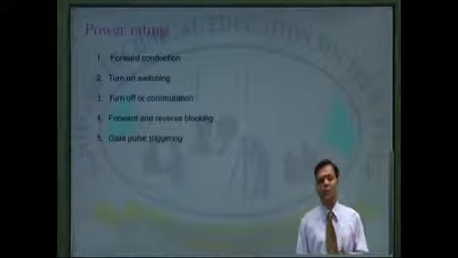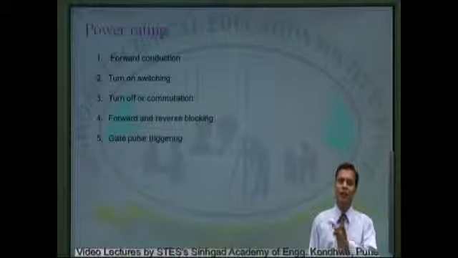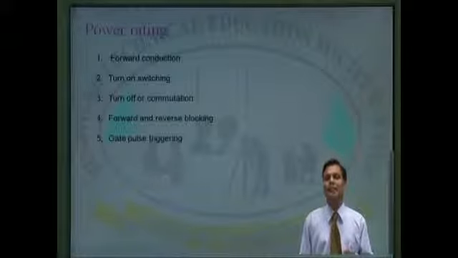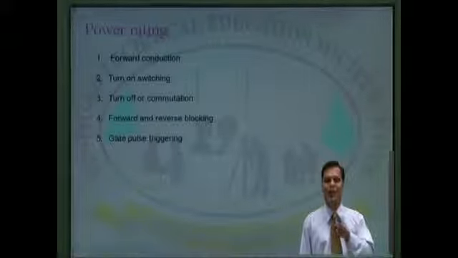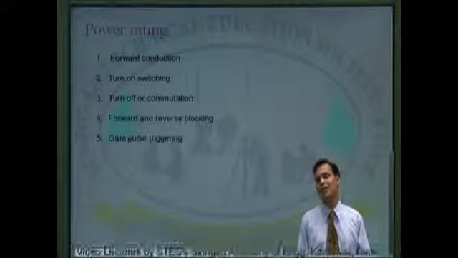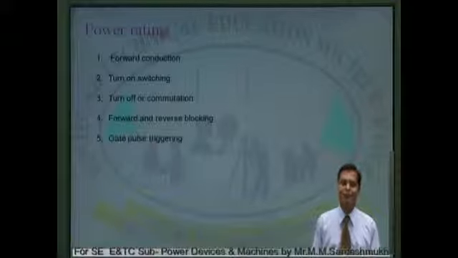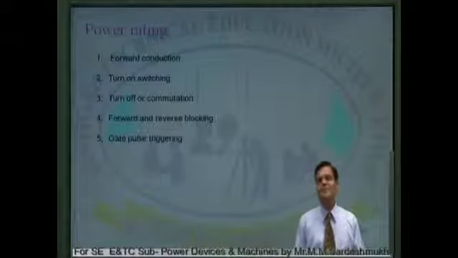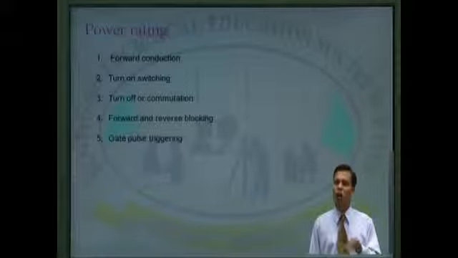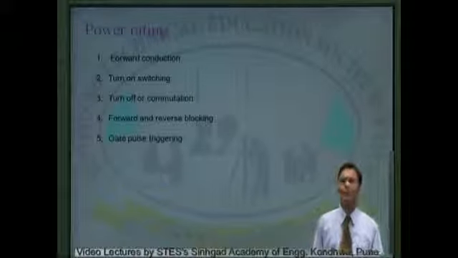In case of turn off switching or commutation, it is the process of switching the thyristor from on state to off state. So it is nothing but a commutation. In this case again, while switching it off from on state, voltage is maximum as well as current is maximum. So this power rating also has to be taken into consideration. It is the maximum power which can be dissipated safely by the SCR in case of turning off from on state.